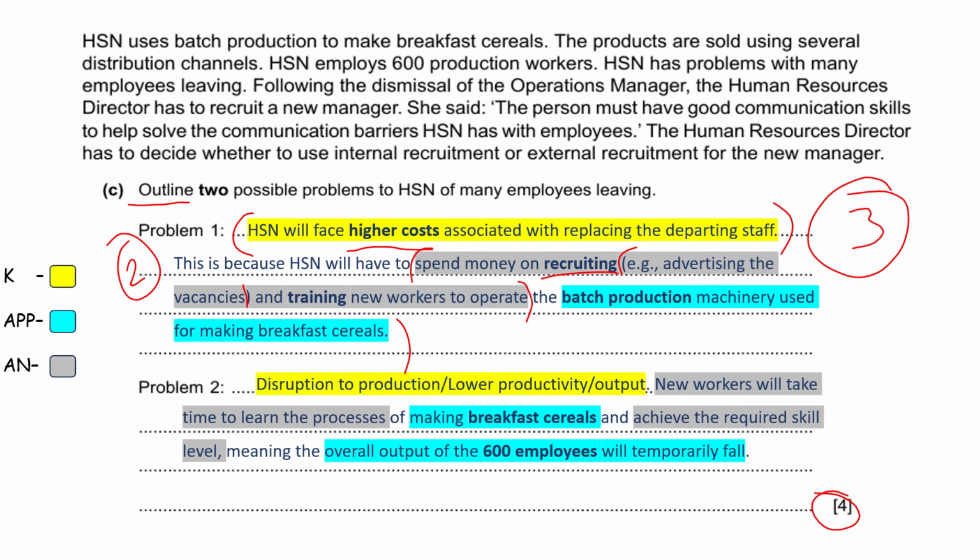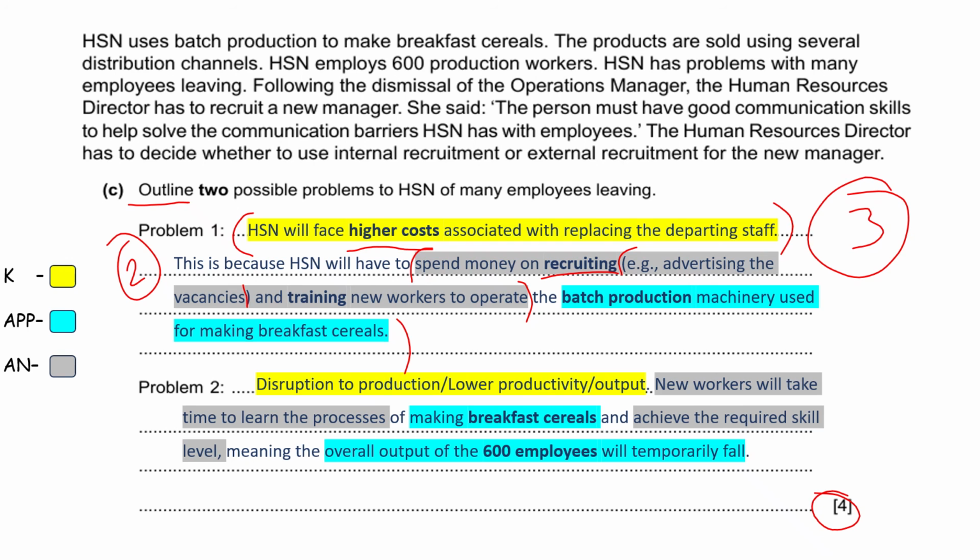So I have given a knowledge and an analysis, and always make sure you end with an application. So workers operate to make what? They operate the batch production machinery used for making breakfast cereals. This is your application. In that way, you get 2 full marks. Now, problem number 2.